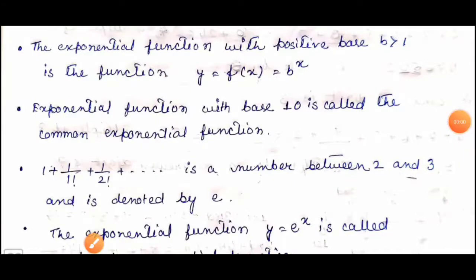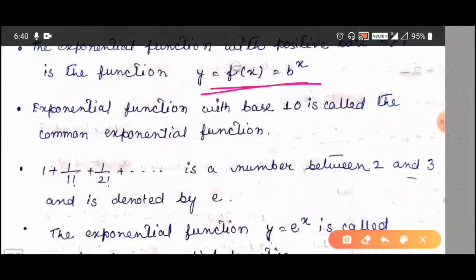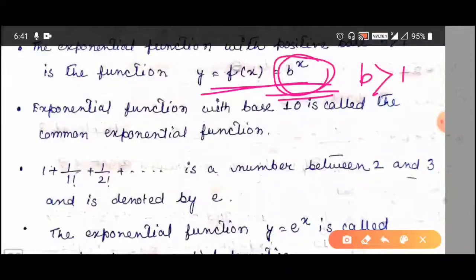Here we are doing the chapter Continuity and Differentiability. Here we are starting exponential and logarithmic functions. So the exponential function with positive base b greater than 1 is the function y equal to f(x) equal to b to the power x. So whenever we say exponential function, it should come to our mind that the function is of this kind, f(x) equal to b to the power x and b is greater than 1. This is called exponential function.